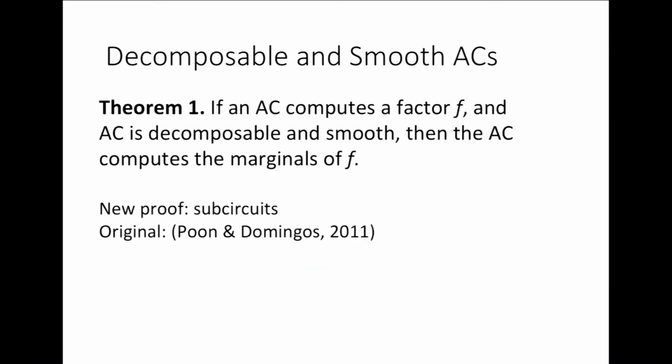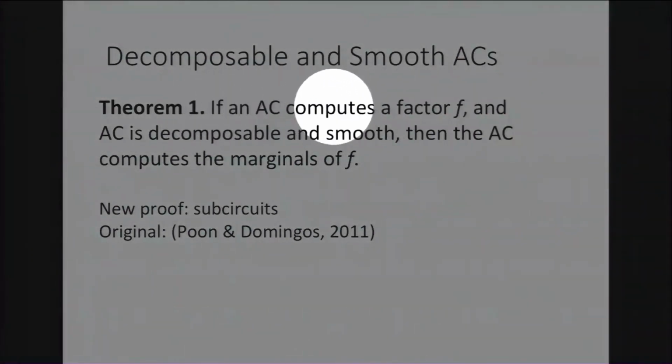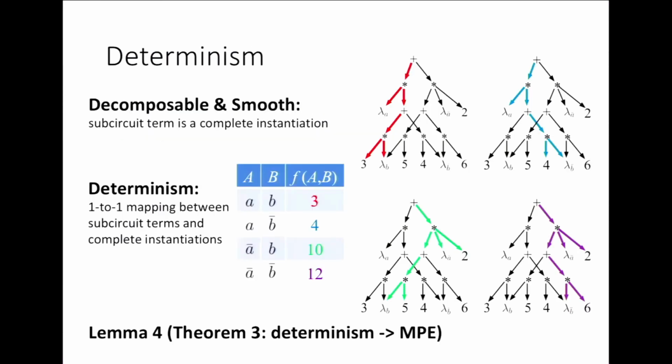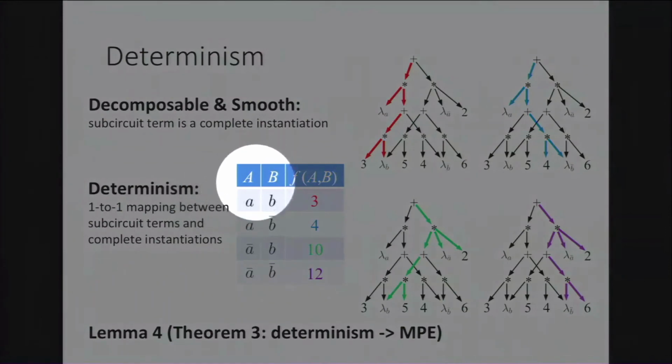Here's the result, which was a surprise, given earlier results, that if the AC computes the factor, that's our baseline, and it happens to be decomposable and smooth, then the AC also computes the marginals. Anybody imagined already what's going to happen with determinism? Okay, here it is. This is the factor. How many rows? It has 4.